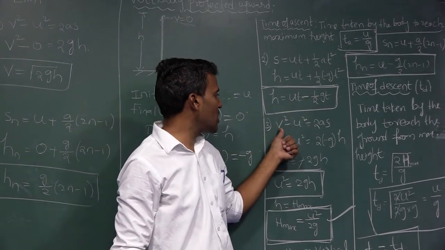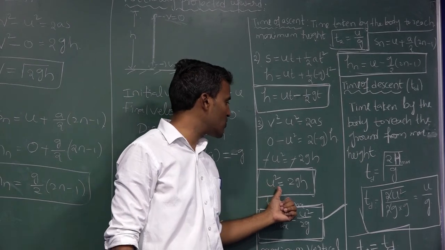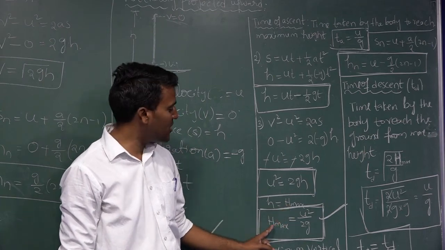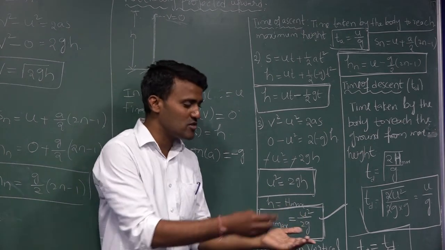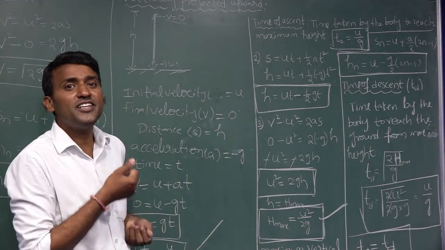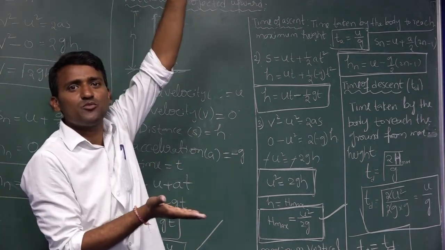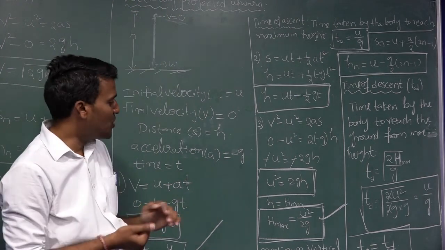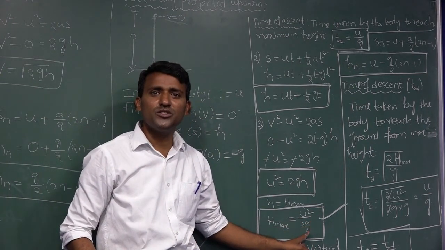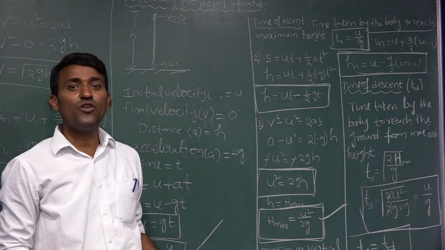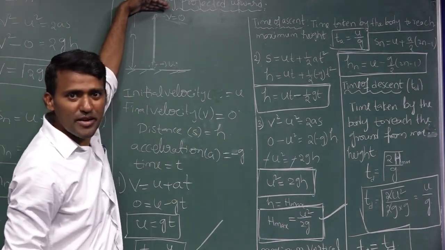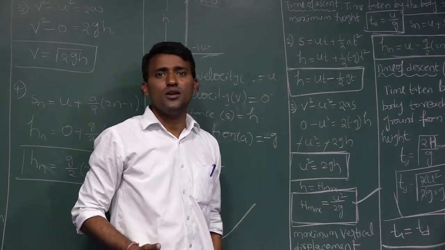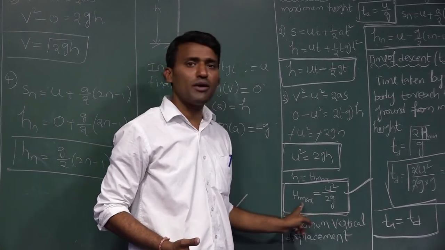We got this equation. Next, third equation, how it changes? You got u square is equal to 2gh. I write h is equal to maximum height. At that moment, h maximum is equal to u square by 2g, because when object is projected, it attains maximum height. When it reaches maximum height, final velocity is 0. So maximum height is equal to u square by 2g. What is the maximum height definition? Maximum vertical displacement of the particle is called maximum height.